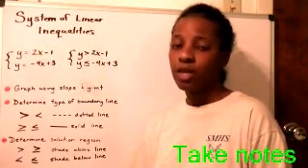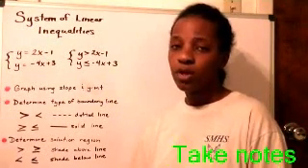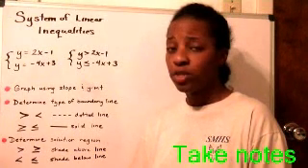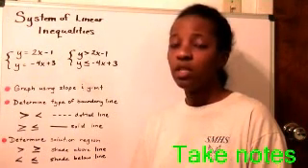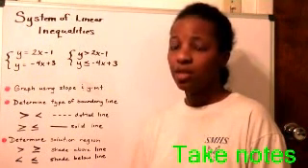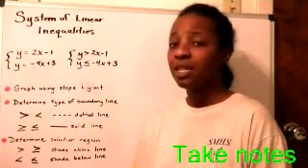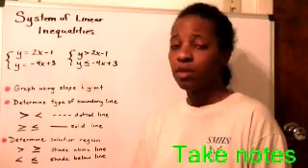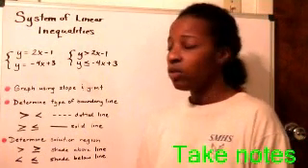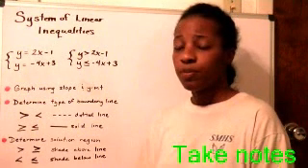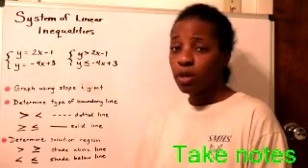System of linear inequalities. These work just the same as systems of equations. The only difference is they use greater than, less than, greater than or equal to, or less than or equal to symbols instead of the equal signs. To graph these, you follow these three rules. Graph using their slope and the y-intercept.